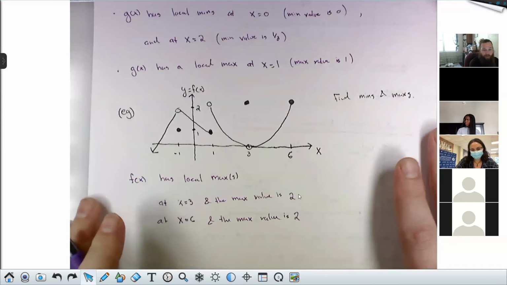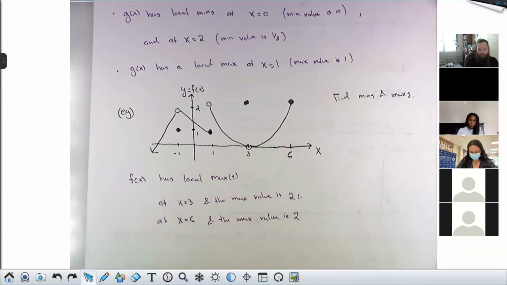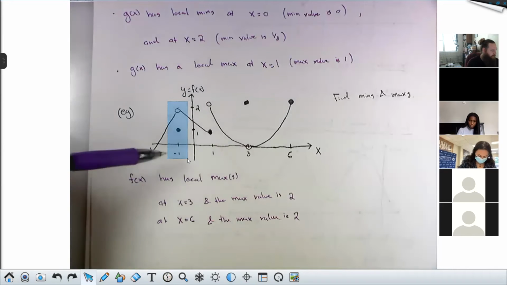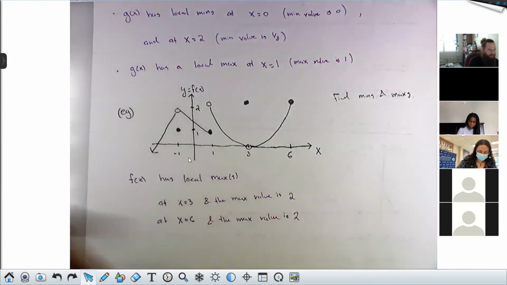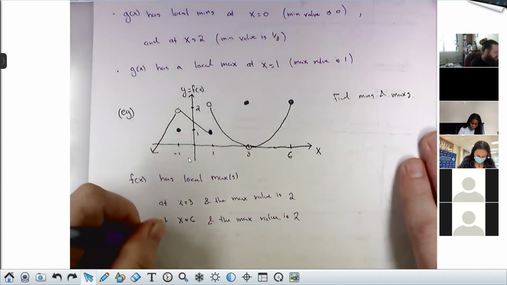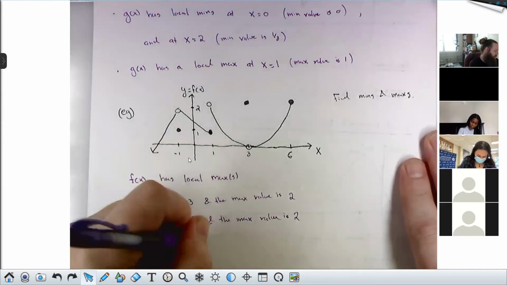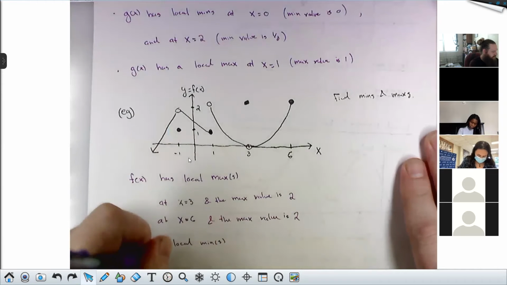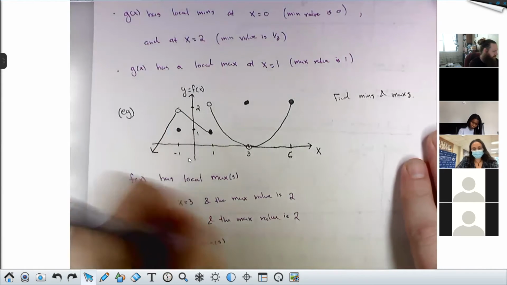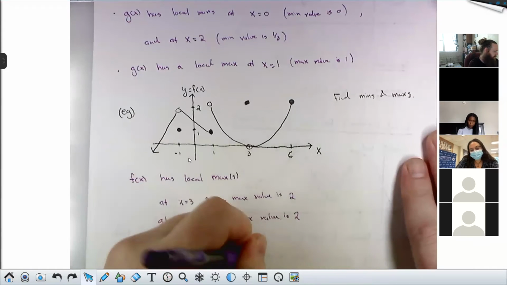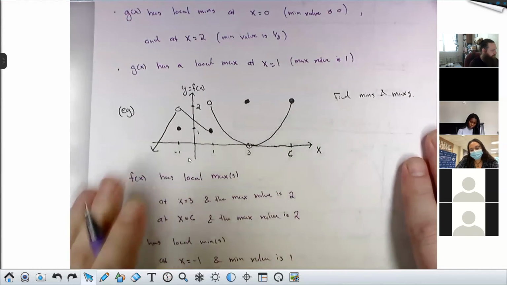All right. And that's all the local maxes. There are none others. The only places that look like they might have something interesting going on, we've already ruled out. So these two points are local maxes. Here, we said it already. This is a local min. If I put a little window around the graph at x equals -1, this is the lowest point anywhere in that window. So f has local mins at x equals -1, and the min value is 1.